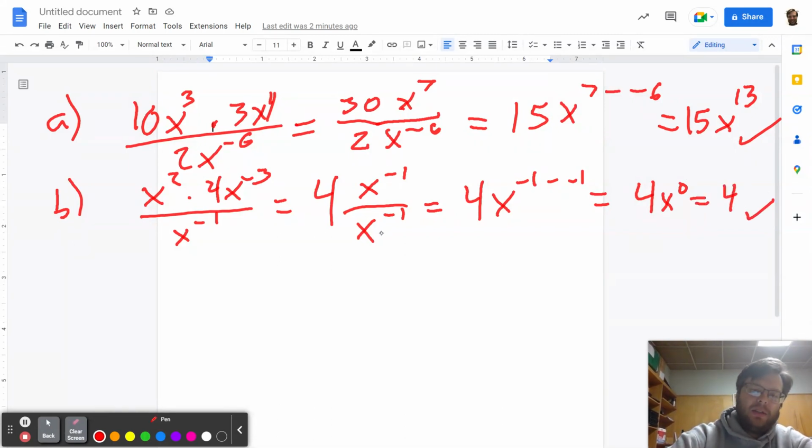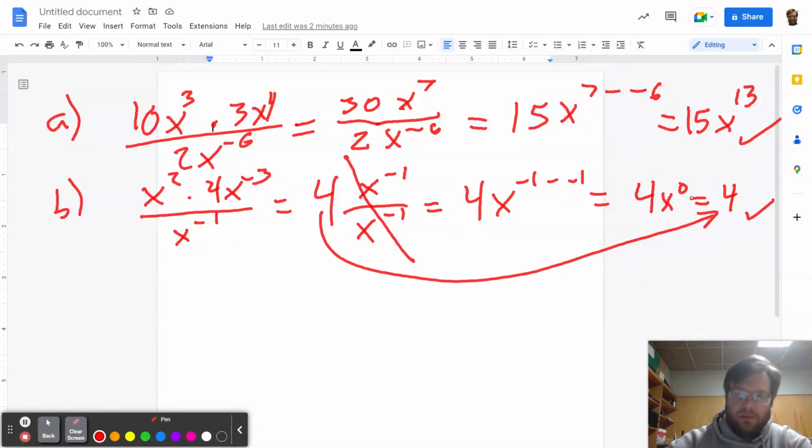Now, many of you might go back here to this step and say, okay, it's the same thing on the top and the bottom, so all that's left over is a 4. And if you want to just jump from that step to the end, that's totally fine.